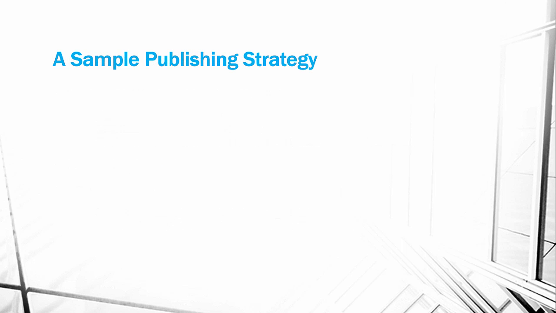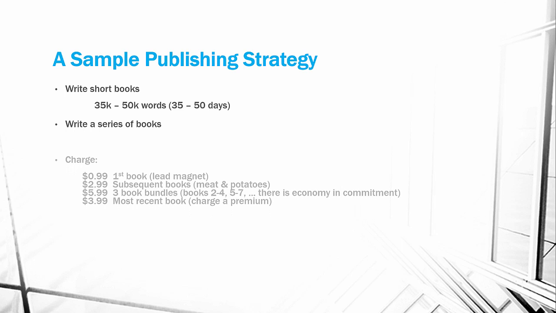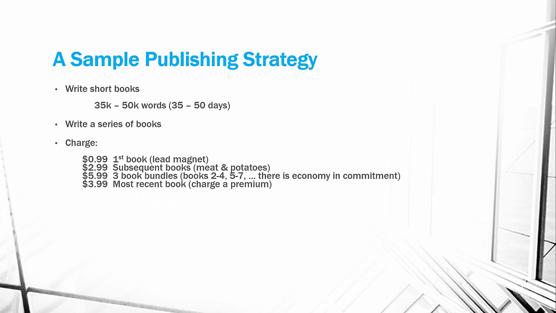Now, let me look at a sample publishing strategy. In this strategy, let's say that we're going to write short books. They're going to be from 35K to 50K words, or 35 to 50 days to write. Okay? We're going to write a series of books. We're going to charge 99 cents for the first book. It's called a lead magnet. We're going to use it to pull people into this series. $2.99 for subsequent books. That's our real meat and potatoes there in the sweet spot.